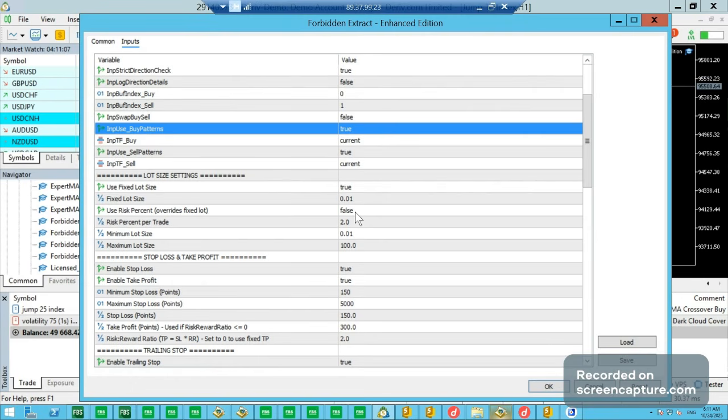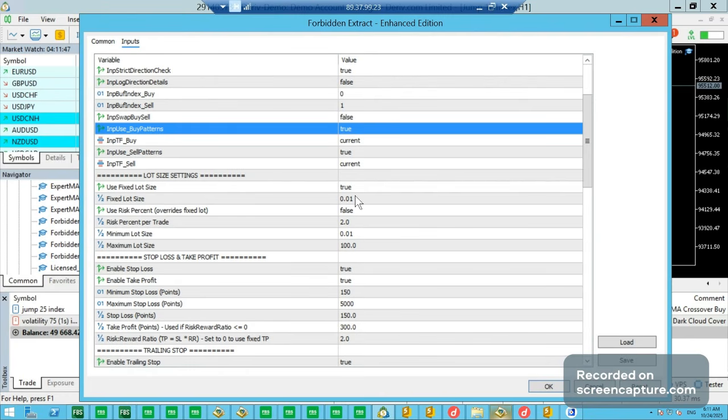So if your capital is $100 and you activate this percentage and set it to 2, that means every time there is a valid signal in the market, the EA will execute a $2 lot size for each position because you set it to 2%. So if you mistakenly set use fixed lot size to false, and you also set risk percentage to false, the EA will not trade.